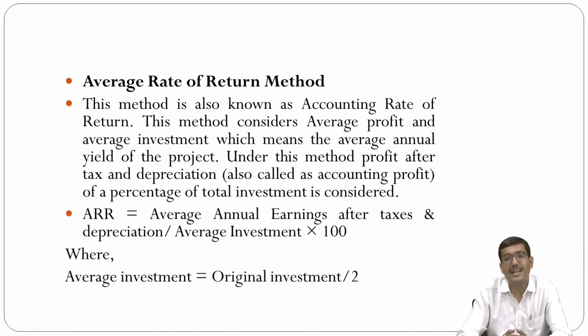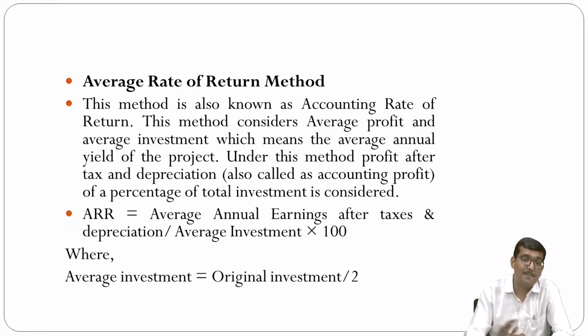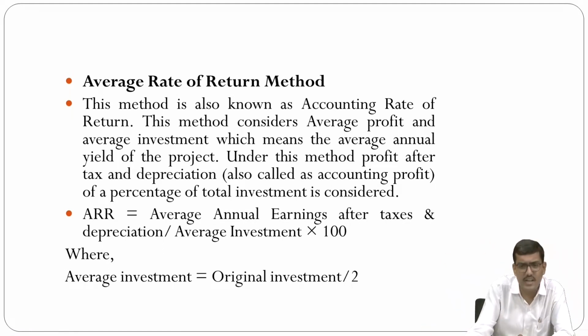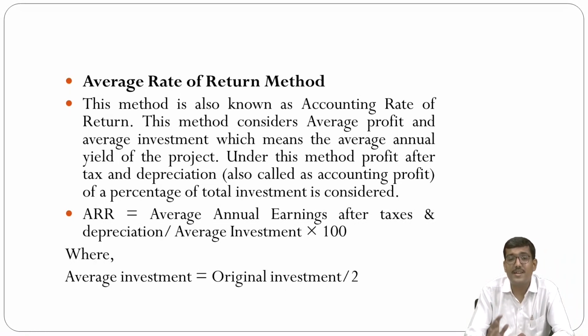Second is the average rate of return method. This method is also known as the accounting rate of return, and it considers the average profit and average investment, which means the average annual yield of the projects. Under this method, the profit after tax and depreciation, which we can also call accounting profit, as a percentage of total investment is considered.